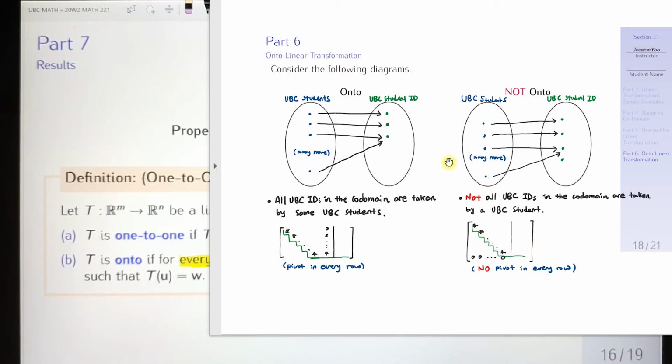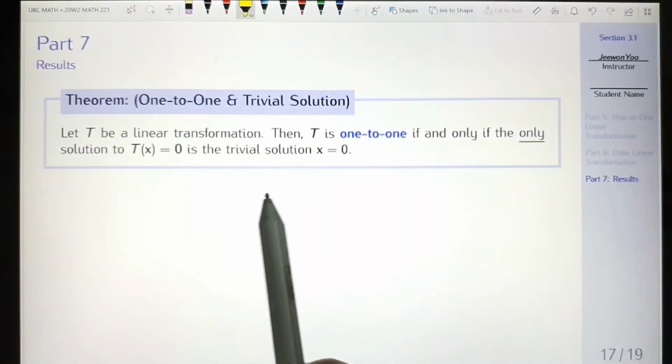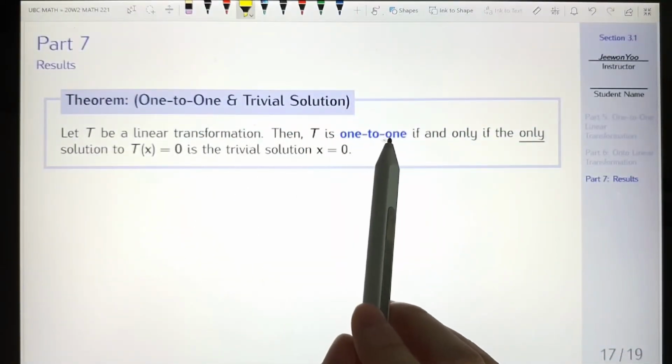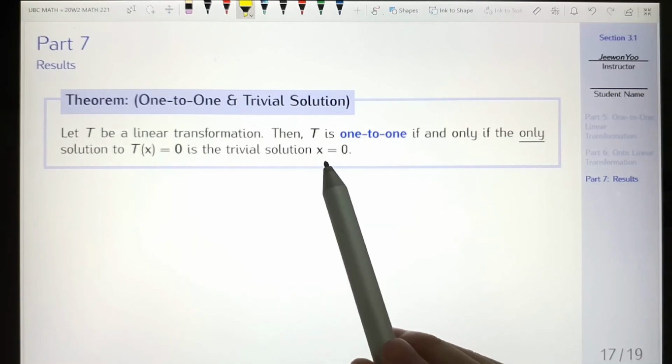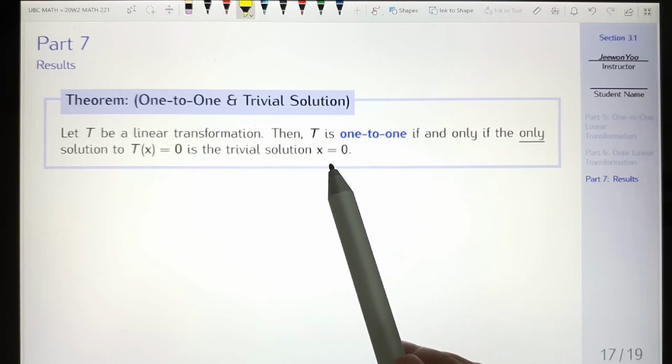Anyways, long story short, if you can find all vectors in the codomain that is mapped by somebody in the domain, then we can say the transformation is onto. Now here's one result about one-to-one transformation. I'm going to prove this theorem during the review session on Monday, March the 1st.